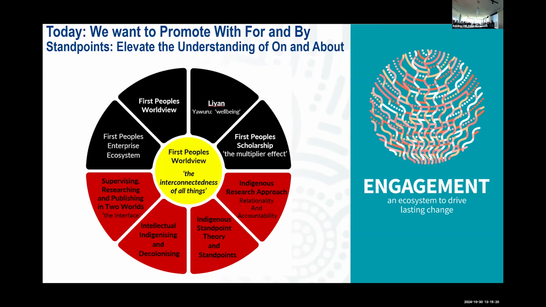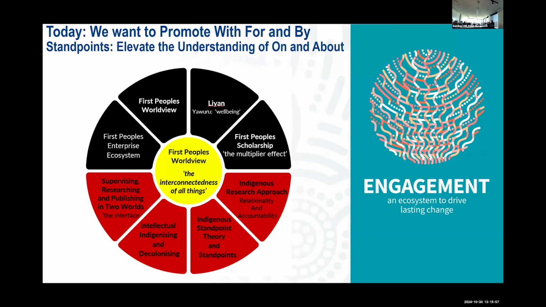Both Dennis and I utilise Indigenous Standpoint theory in our practice, but it's also important to recognise that non-Indigenous scholars also have a standpoint, and they can use that as well. And we've already started to surface the importance of relationality and accountability, which I'll go into in the forthcoming slide. But I really want to take away any sort of theoretical approach and give you practical examples of what I mean.